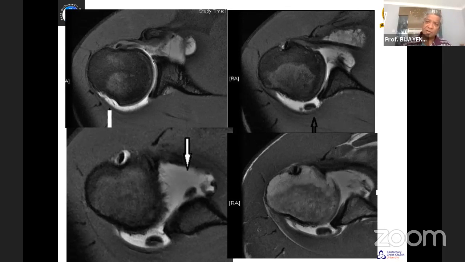Now, based on this MRI scan, I would say that this patient is most likely to have a recurrent dislocation or an instability with what this patient is presenting.